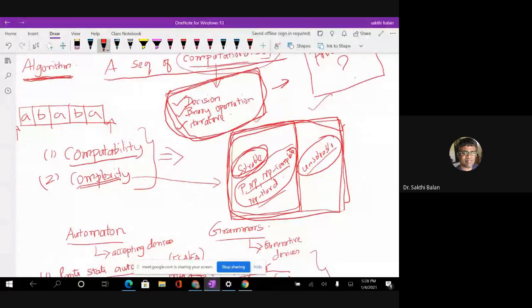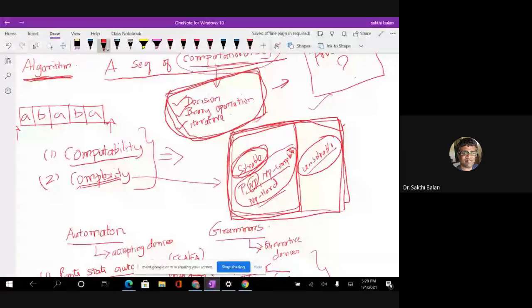For the sake of completeness, P means a polynomial time running algorithm exists. And NP means non-deterministic polynomial. It is not non-polynomial. Many people have already taken it as non-polynomial, but it is non-deterministic polynomial. In a non-deterministic machine, in polynomial time, you will be able to solve that problem. So that is the thing.